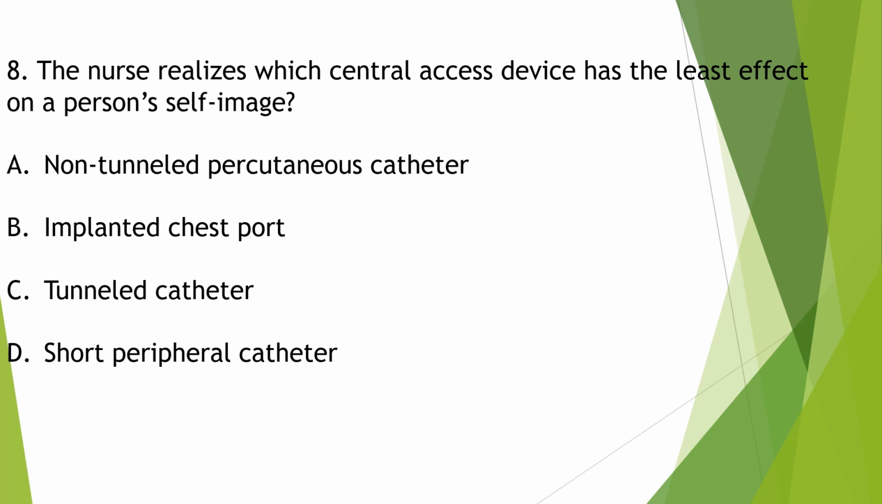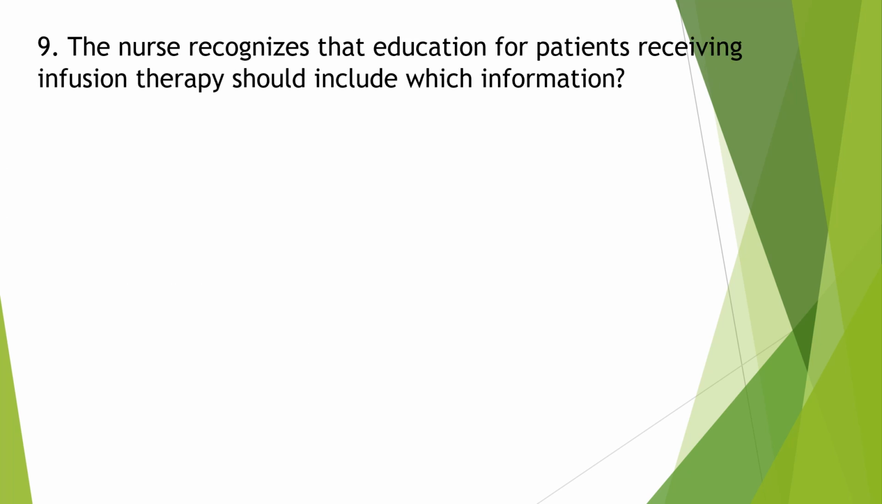cause disturbance to a person's self-image, that is the implanted chest port, because it is under the skin and not easily seen. So it requires minimal care and allows the patient to swim and bathe also without any special precaution. So this is the one which causes the least self-image disturbance to the patient. Moving on, the nurse recognizes that education for patients receiving infusion therapy should include which information?